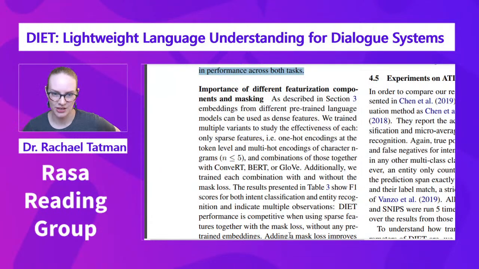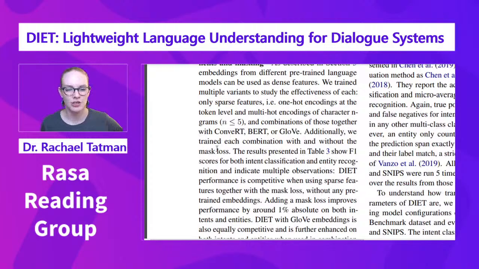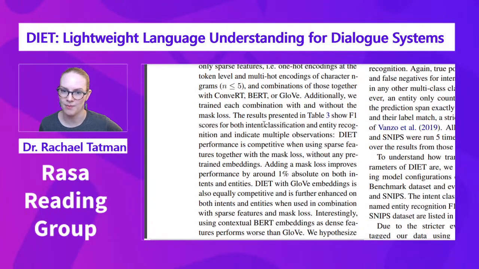Importance of different featurization components and masking. As described in section 3, embeddings from different pre-trained language models can be used as dense features. We trained multiple variants to study the effectiveness of each: only sparse features, i.e. one-hot encoding at the token level and multi-hot encoding of character n-grams, and combinations of those together with ConveRT, BERT, or GloVe. Additionally, we trained each combination with and without the mask loss. The results shown in Table 3 show F1 scores for both intent classification and entity recognition and indicate multiple observations.